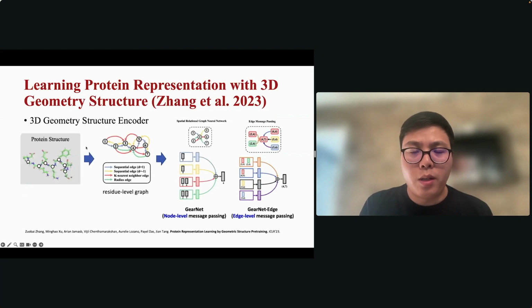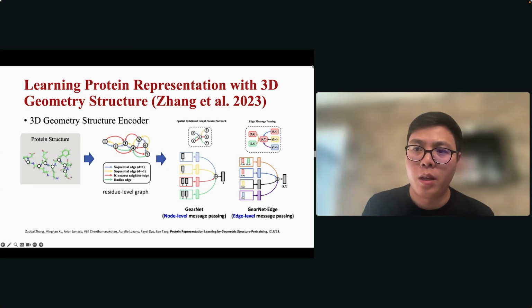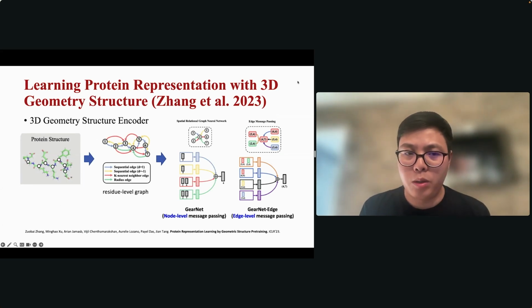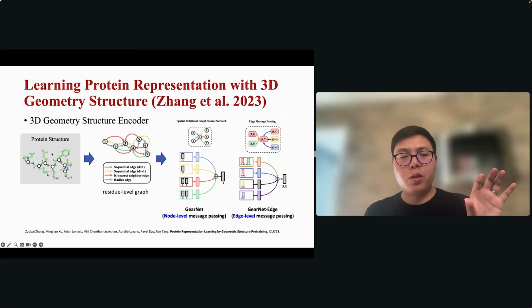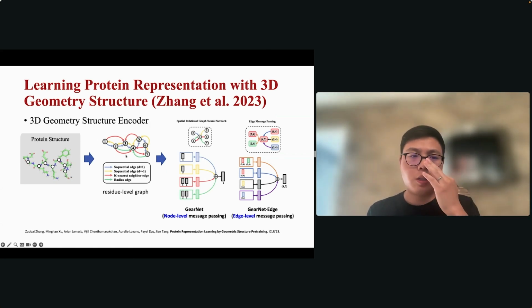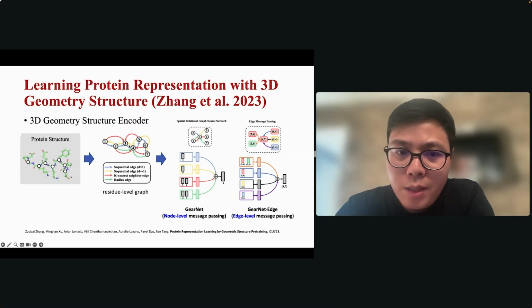Okay. So in this work, what we do is we develop a new 3D protein geometric encoder to encode proteins into continuous representations. Our input is a 3D protein structure, and given this 3D protein structure, we first construct a graph out of it. So what kind of graph are we constructing here? This is actually a residue graph. Every node here is a residue, okay?